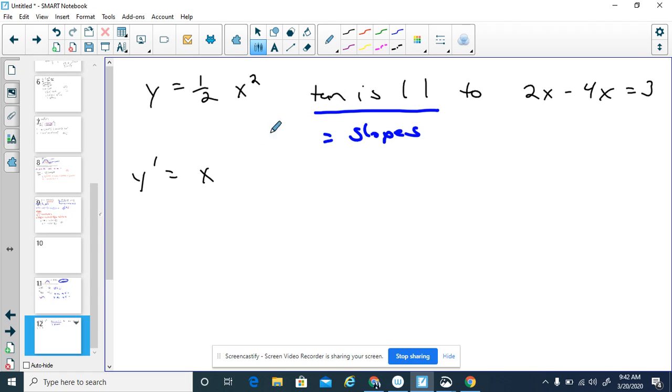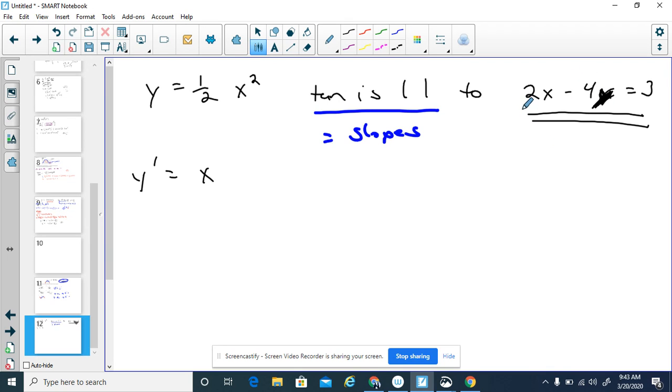Now I want to know when it's parallel to this line, so when the slope of the tangent line is equal to the slope of this line. There's a couple ways you could do this. One is you could take the derivative of this implicitly, get what its slope is, and then set them equal.